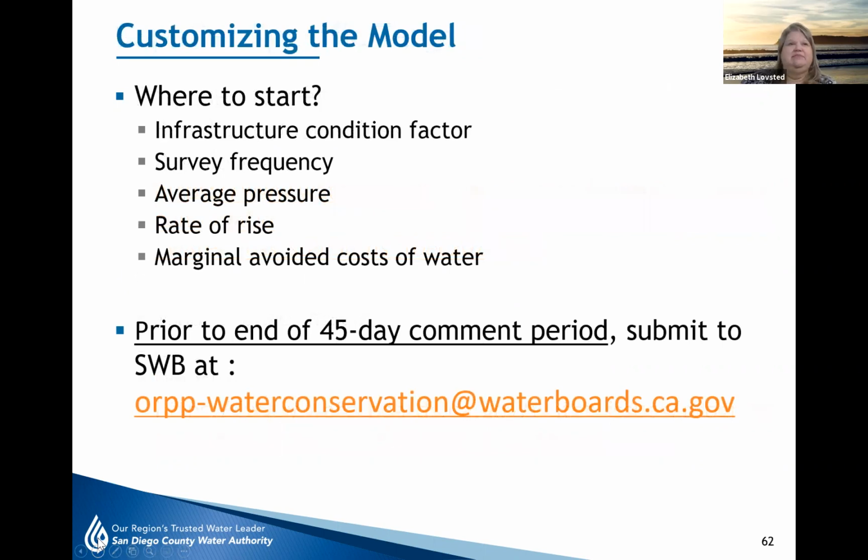What you can do is customize the model. Again, I got this list from Amy. She said where to start. Look at the infrastructure condition factor, survey frequency, average pressure, rate of rise, and marginal avoided cost of water as areas to look at. Again, prior to the end of the 45-day comment period, you can submit that to the State Water Board, and they'll include that in. Then you will know your standard is going to be adjusted according to those updated factors. Next slide, please.